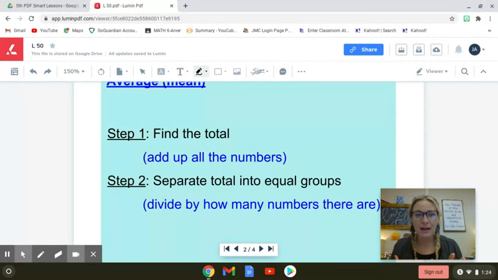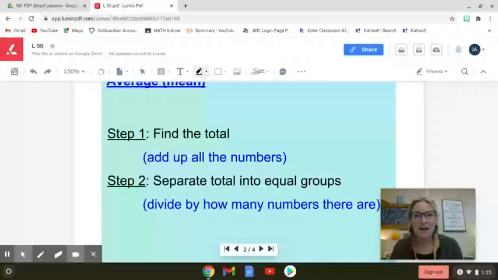The second step is super important. A really common error I come across is that people forget to do step two. Step two is very important. And on here it says separate into equal groups. The best way I can explain it to you is this. Once you have that total from step one, you're going to now divide by how many numbers you have. Divide by how many pieces of data are in your data set.